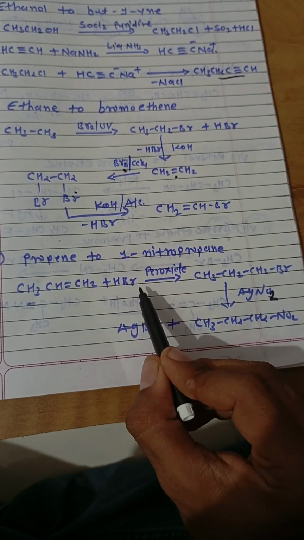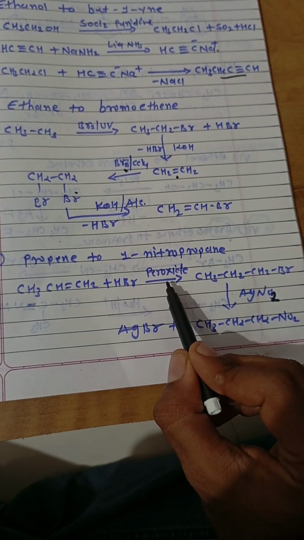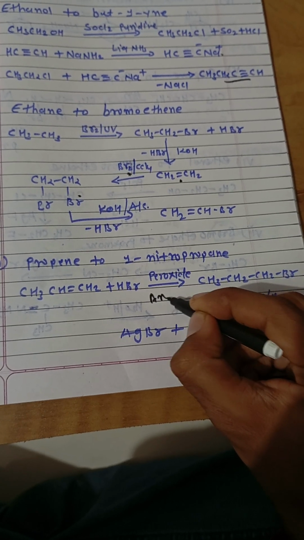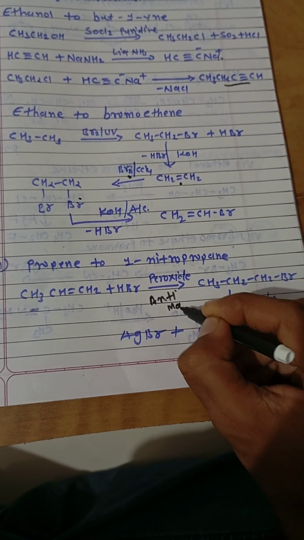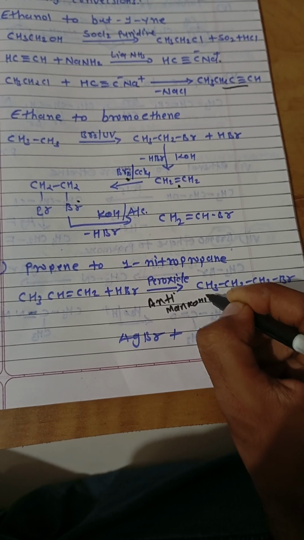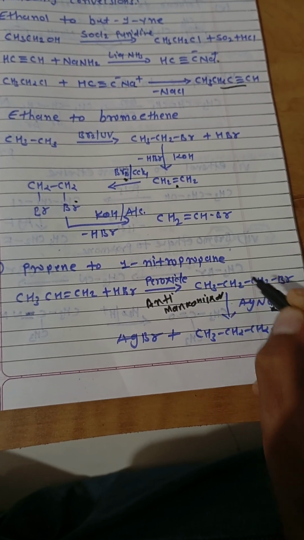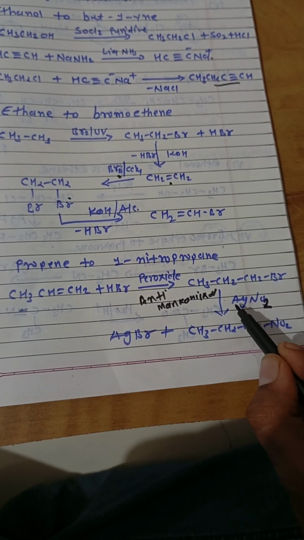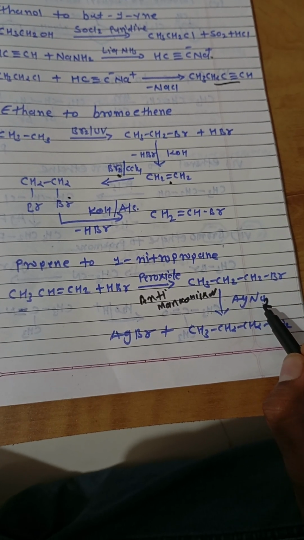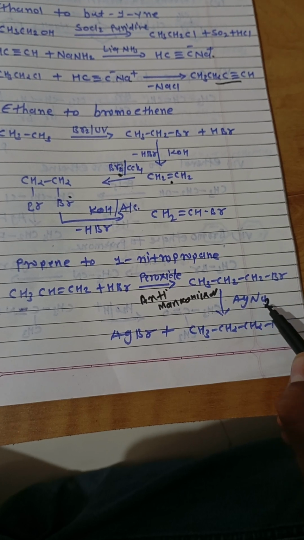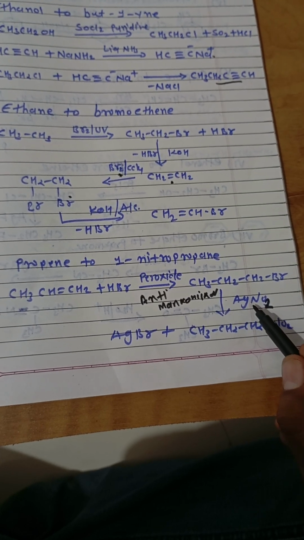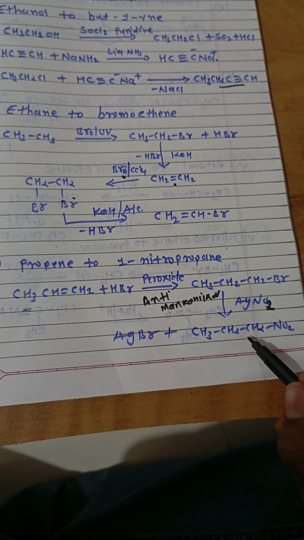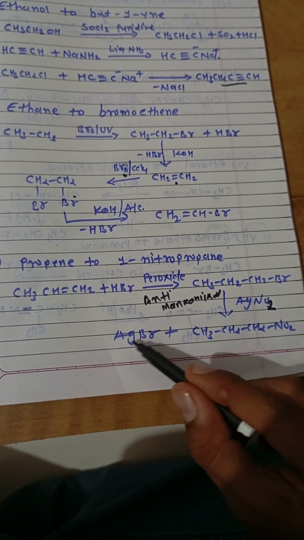Third reaction, propene to 1-nitropropane. We have propene reacting with HBr in the presence of peroxide. Here the anti-Markovnikov rule is followed. First it forms 1-bromopropane. This 1-bromopropane reacts with AgNO2, silver nitrite. Silver nitrite gives our final product, 1-nitropropane, by removing silver bromide.